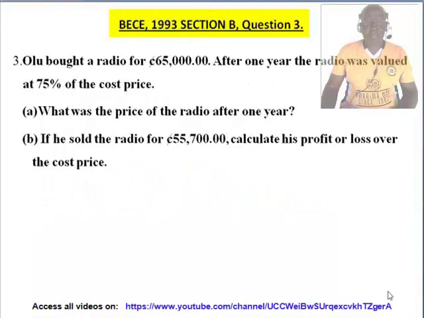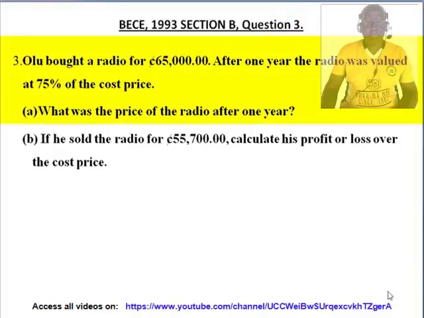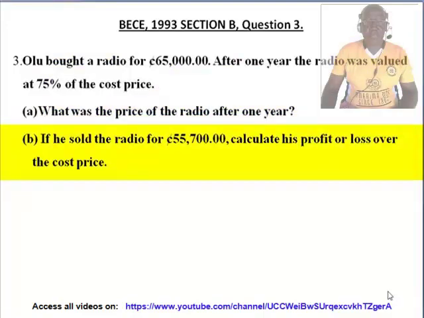BECE 1993, Section B, Question 3. Olu bought a radio for 65,000 cedis. After 1 year the radio was valued at 75% of the cost price. 3a. What was the price of the radio after 1 year? 3b. If he sold the radio for 55,700, calculate his profit or loss over the cost price.